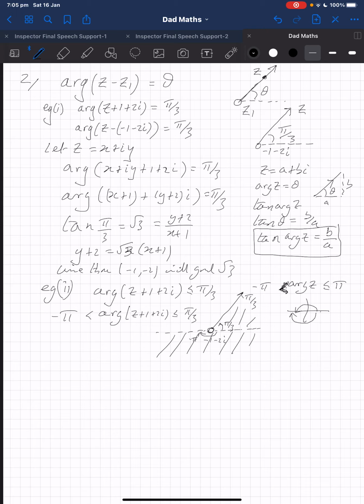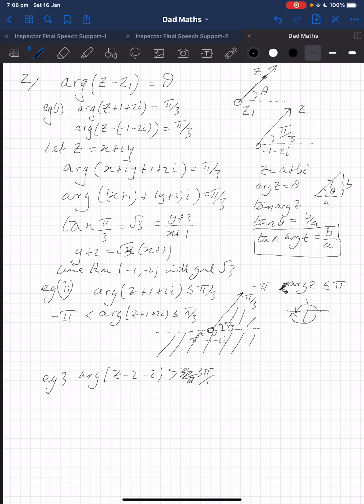Okay, so I hope that helps. I'm going to do a last example, which is example 3, and this is taken from Integral. So the argument of z minus 2 minus i. We want to look at it when the argument is greater than 3 pi over 4.